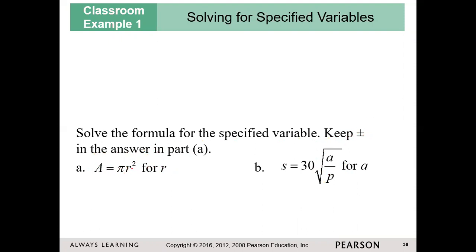Okay. So to solve for r, we need to get rid of the things that are not supposed to be here, which is pi and this square. So I'm going to divide both sides by pi, which gives me a over pi is equal to r squared. So it looked like that was pretty straightforward. And then I'm going to take the square root of both sides, which gives you r on the right.